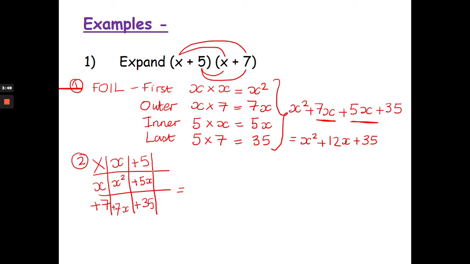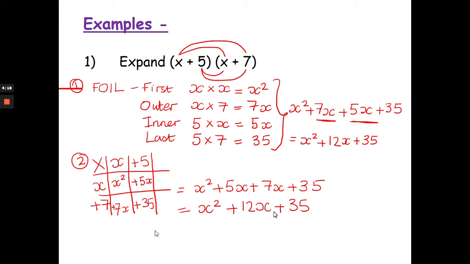So my terms in my four squares over here give me x squared plus 5x plus 7x plus 35, which simplifies down to x squared plus 12x plus 35. Okay, so you can see I've got the same answer as I did here, but just using a different method. There is also one last method I will show you, which is sort of a new method that's been used in schools.